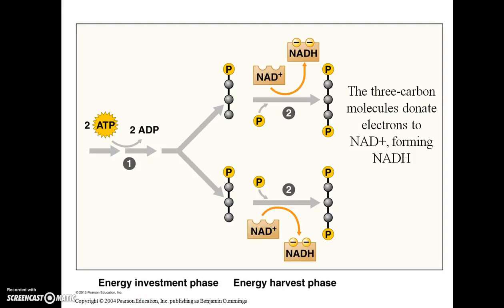The energy harvest phase occurs when NAD+ accepts an electron and is reduced to NADH. So the 3-carbon molecules here are actually donating electrons to the NAD+ in order to form NADH. And the only thing that changes here, notice you have an additional phosphate group bonding to those 3-carbon molecules.